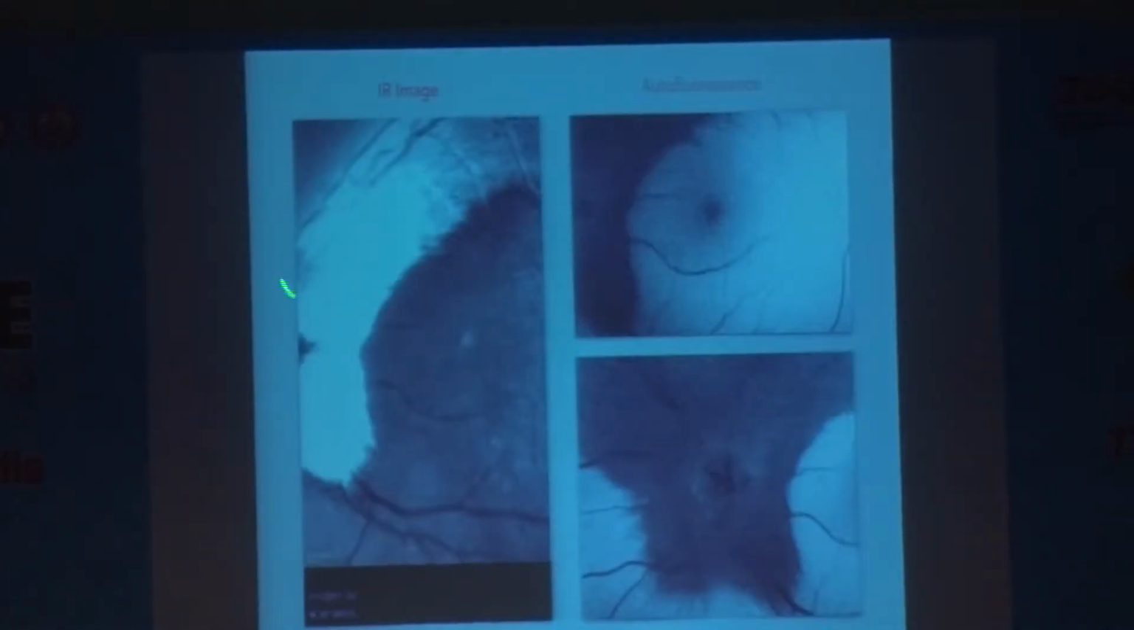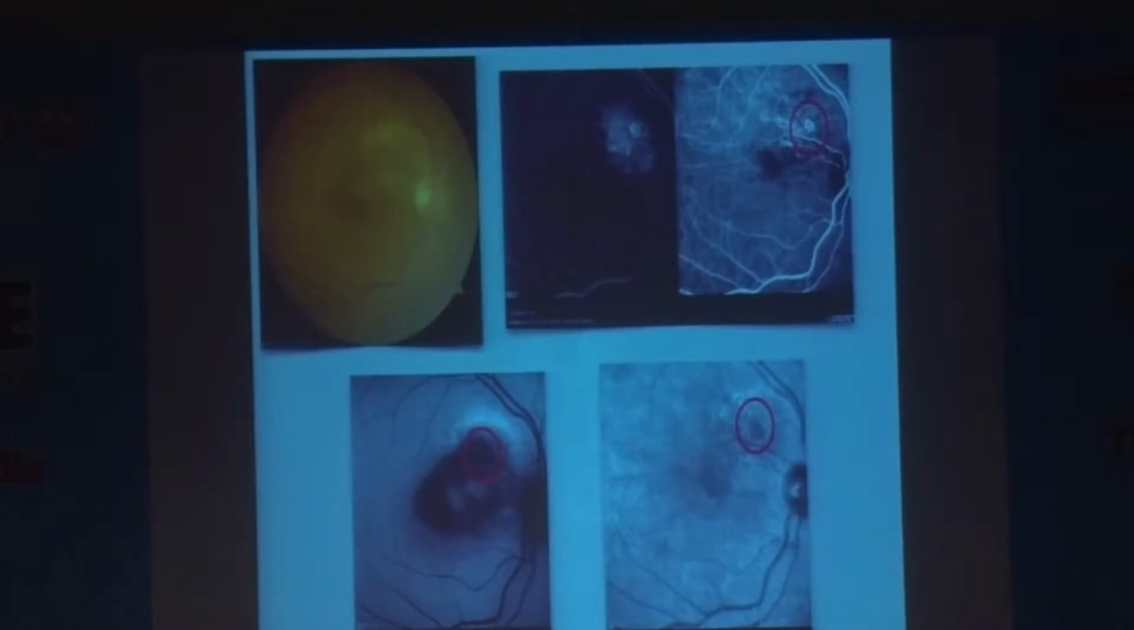A myelinated nerve fiber, because myelin is a high reflector of infrared light, is seen as a hyperreflective body. The same on autofluorescence is seen as a hyporeflective area. So as with any modality of investigation, infrared imaging should not be valued as a single investigative tool, but should be combined with multimodal imaging.